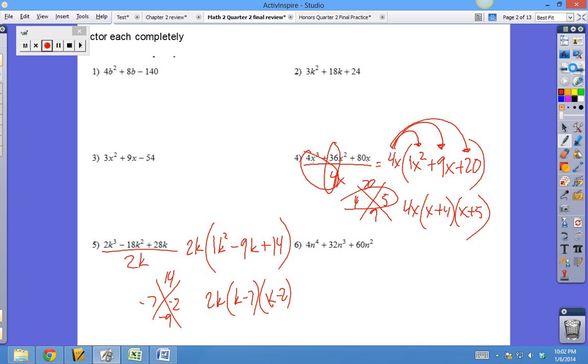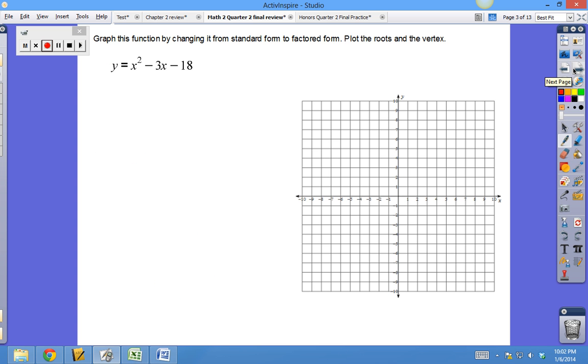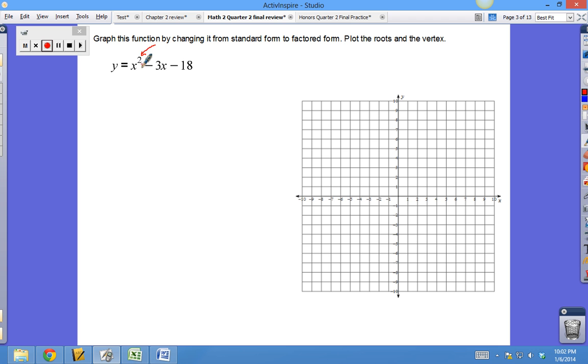Okay, now let's factor this and graph it. So you're given a function and it's a quadratic. Because this exponent is a 2, you know it's a quadratic, and every quadratic is going to look like a parabola, either upside down or right side up. So I know just by looking at it that it's going to look something like that.